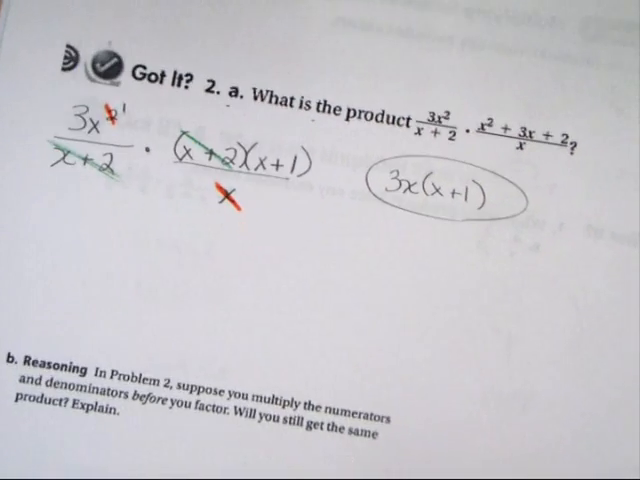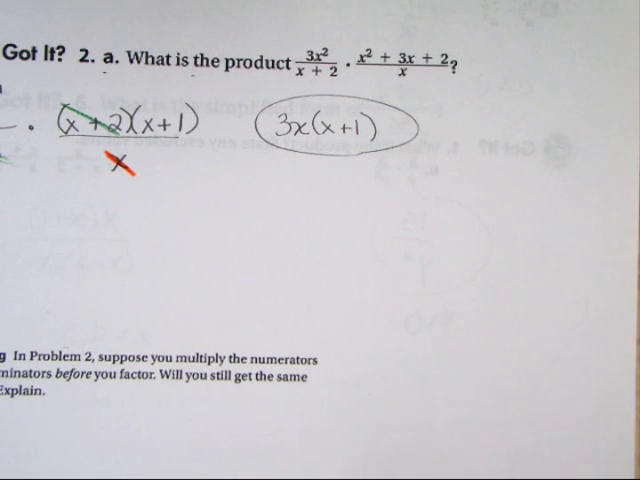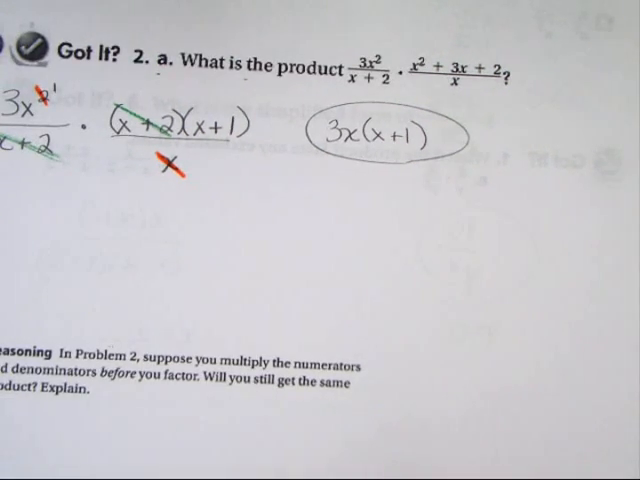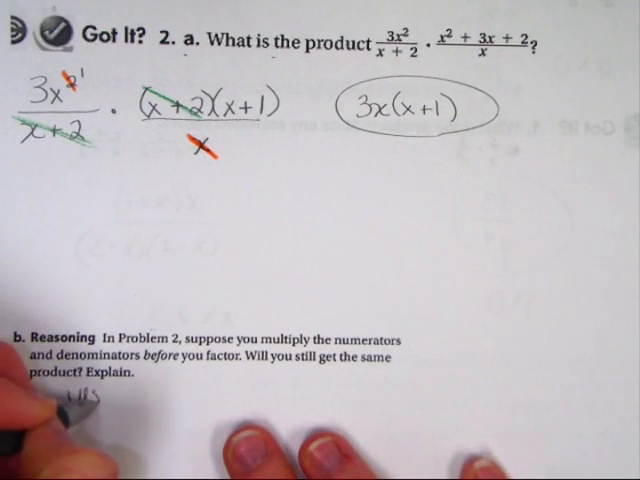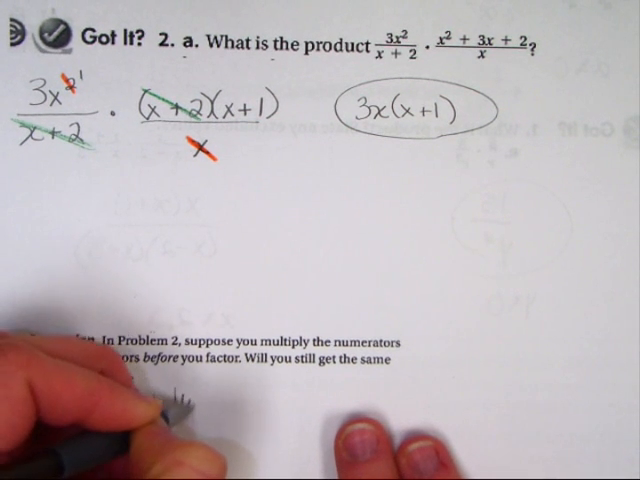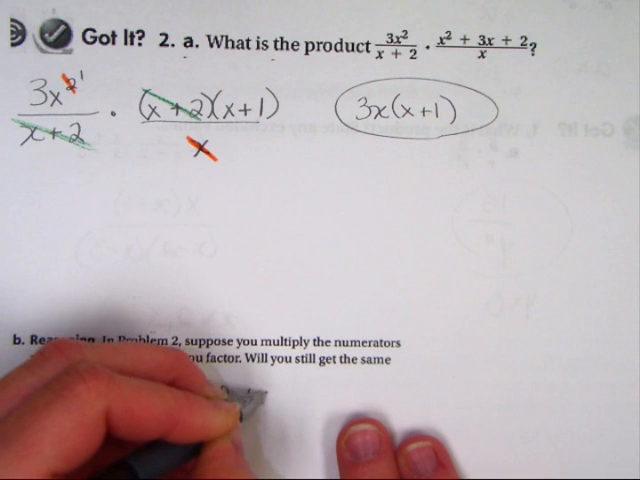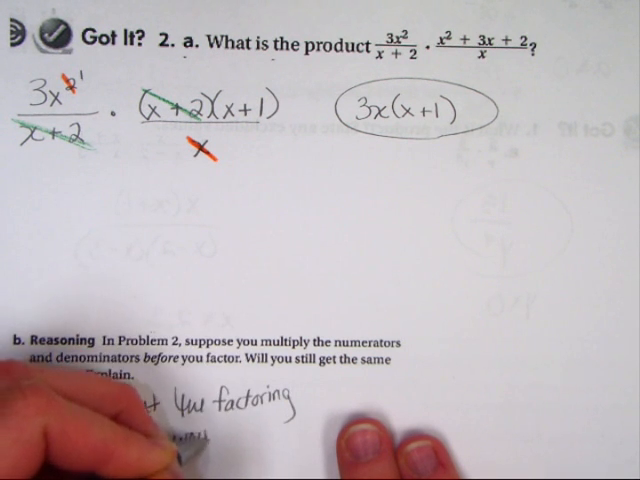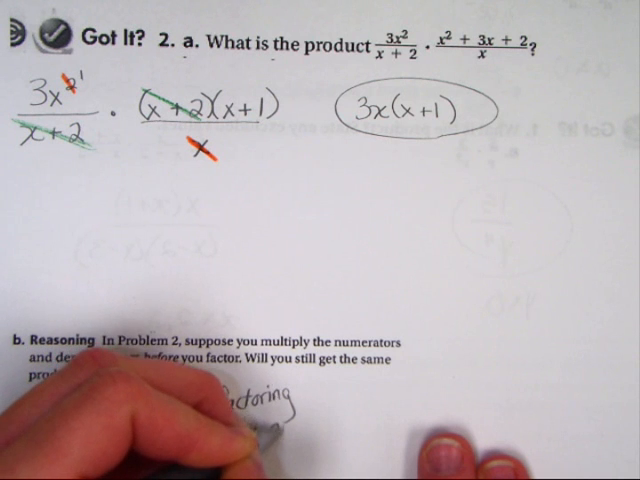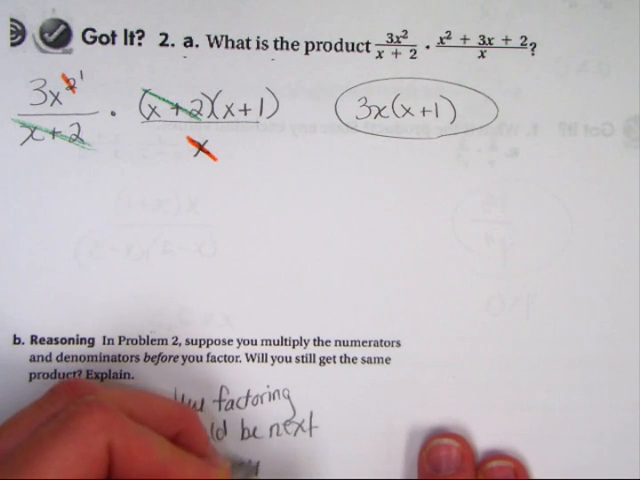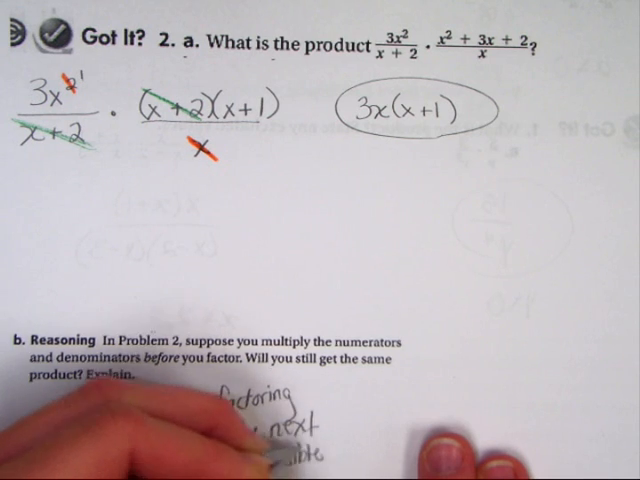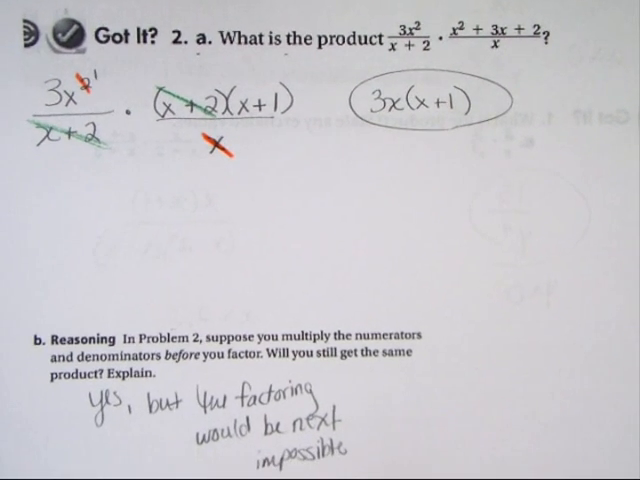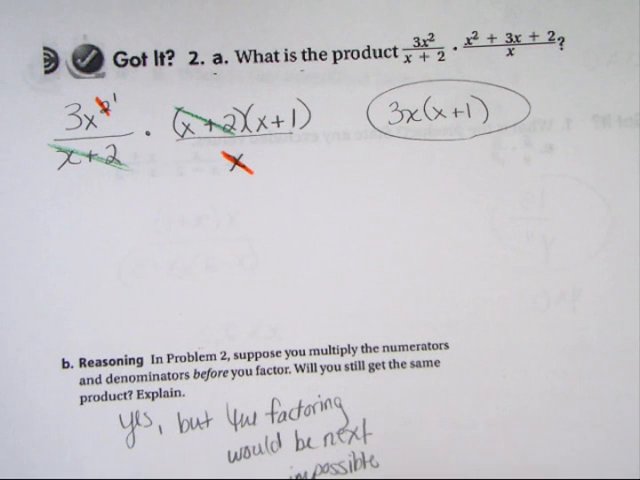Part B. In problem 2, suppose you multiply the numerators and the denominators before you factor. Will you get the same product? Well, the answer is yes, but the factoring would be next to impossible for you guys right now. So you would probably get it wrong if you didn't factor first. Don't wait to factor until the end, because really if you wait to factor until the end, you're really going to hurt yourself in the long run. Factor first, then smush things together.